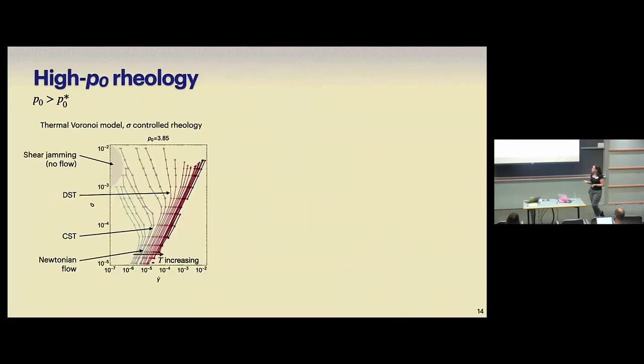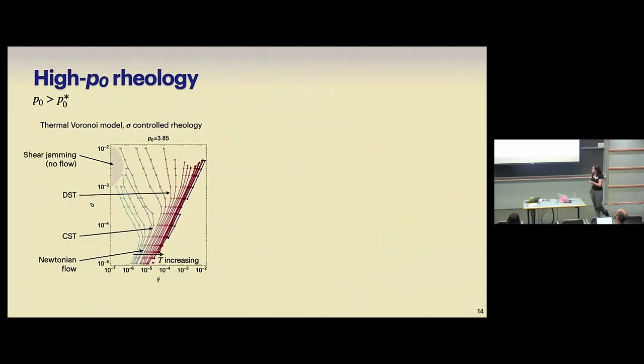So for that, we need to look at the flow curves. What I'm showing now is the stress versus the strain rate. It's a little confusing in this representation because this is the thing we're varying and this is the thing we're measuring, but bear with me. So this is our Newtonian regime, and then over here, this is our region of shear thickening.